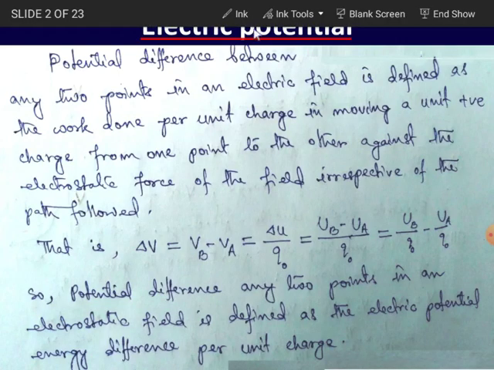Yes, now next let's try to see about electric potential. Okay, electric potential difference, I should say. How will you define this electric potential difference? The difference of potential between any two points inside the electric field, we simply call electric potential difference or simply potential difference. But if you want to write a definition in the examination, you can write: the electric potential difference between any two points in an electric field is defined as the work done per unit charge. It will always be per unit charge. Work done per unit charge in moving a unit positive charge from one point to the other against the electrostatic force of the field, irrespective of the path followed by the test charge.